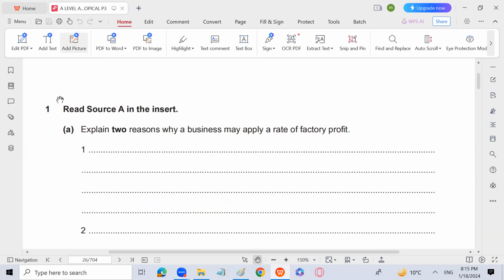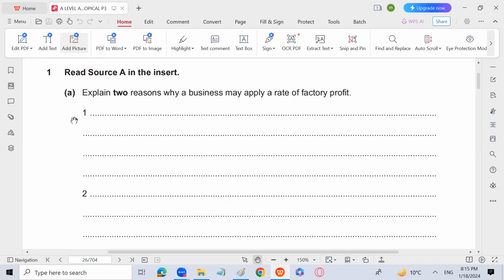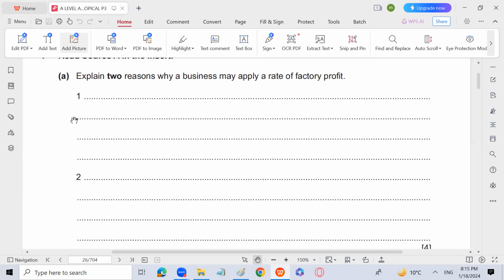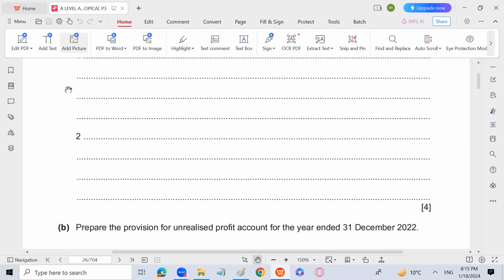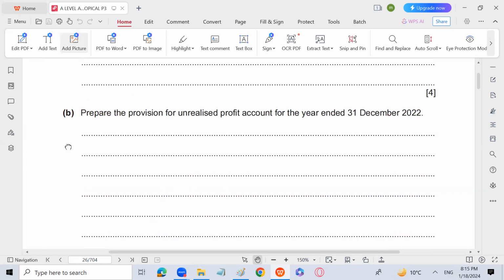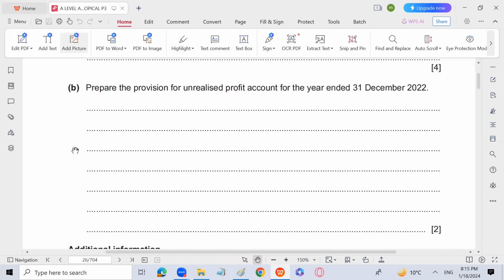Explain two reasons why a business may apply a factory profit rate. To know the financial performance, to give performance appraisal to the employees, to know the performance of the employees, right? And to know how much difference we have if the same goods are purchased from an outside supplier. Prepare the provision for unrealized profit account. We have already prepared it.